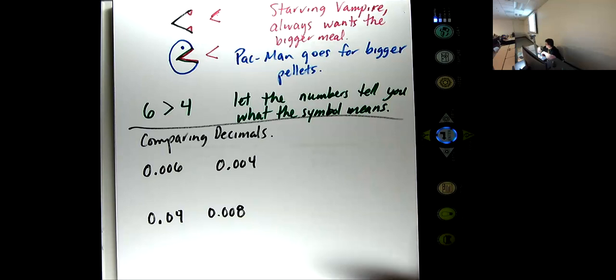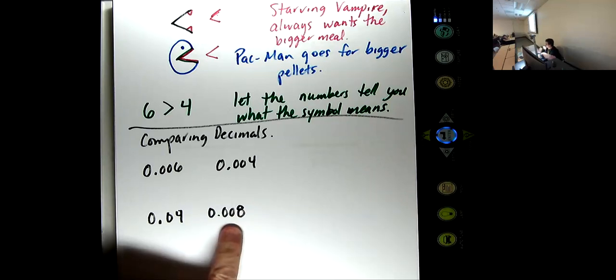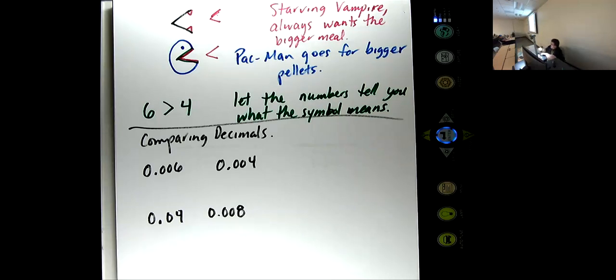So you think this is the higher one right now? So rather than ruminating out loud, let's go through and see what happens. Go in order. The zeros are not meaningless. When they're in a decimal, they're not meaningless. They actually mean something.